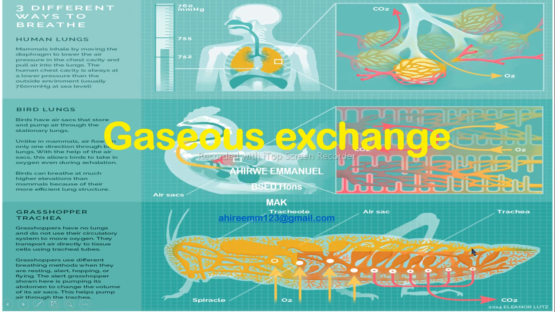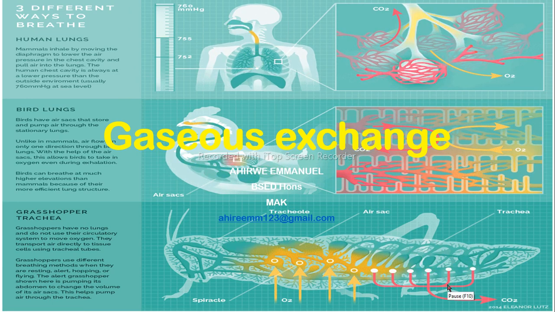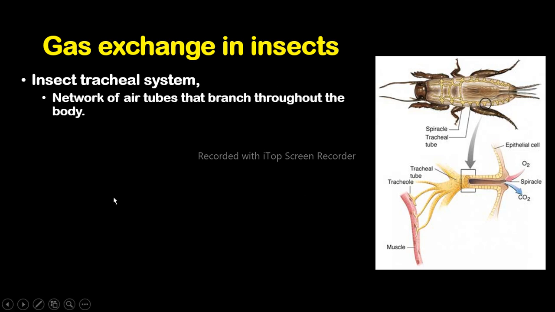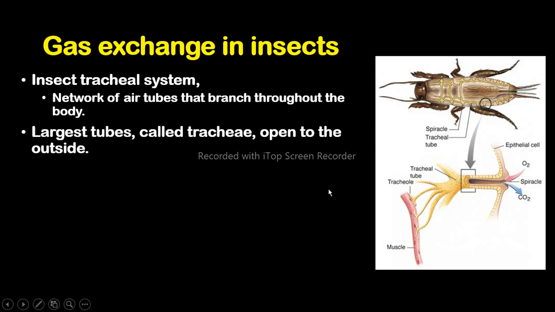So now what happens? Before that, can you describe the tracheal system? So the insects obtain their respiratory gases through the system of tubes known as the tracheal system. It is a network of air tubes that branch throughout the entire body of an insect. And these tubes distribute the respiratory gases throughout. There is this one called a trachea. You also have a trachea, and it opens into an opening outside known as a spiracle.